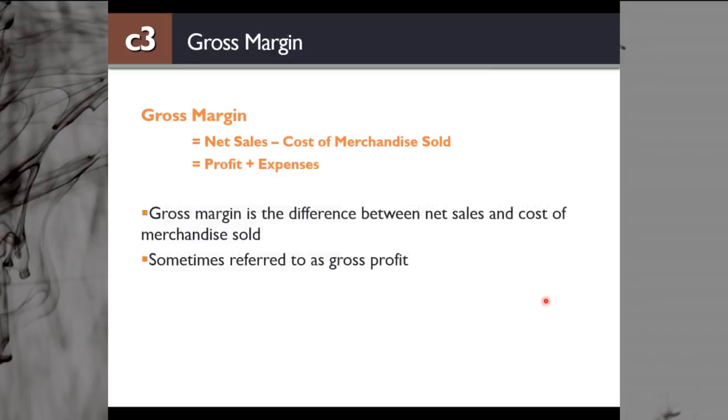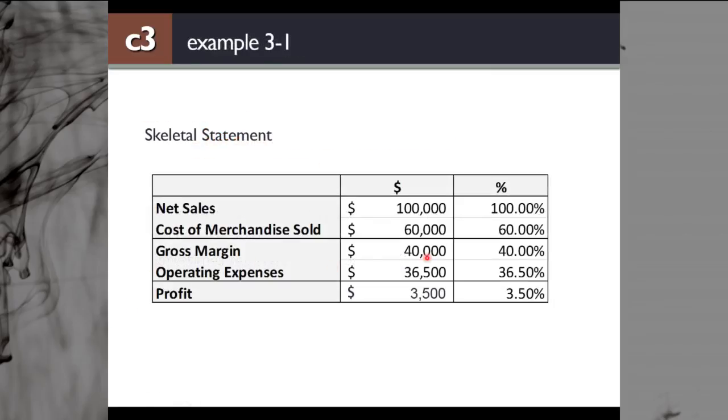So let's go to the next one. So let's go into more details about this gross margin. You already looked at this, so you know. So let's recap. So gross margin equals net sales minus cost of merchandise sold, or it can be profit plus expenses. I'll go back to the previous example, but look at the gross margin. So gross margin here, 40,000, is net sales minus cost of merchandise sold, or the combination of these two, operating expenses plus profit, will be gross margin. So now you know how to calculate this gross margin.